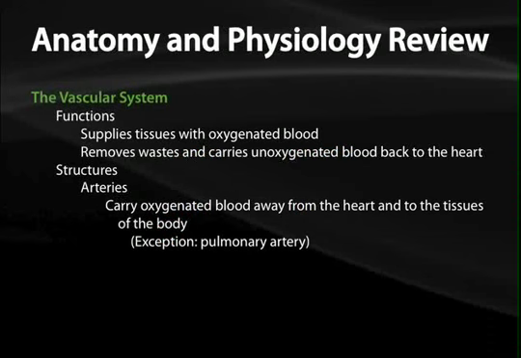The functions of the vascular system involve supplying the tissues with oxygenated blood, removing waste, and carrying unoxygenated blood back to the heart. The structure includes the arteries, which carry the oxygenated blood away from the heart and to the tissues of the body. The exception is the pulmonary artery. Remember that the arteries carry the blood away from the heart. All arteries except the pulmonary artery carry oxygenated blood.